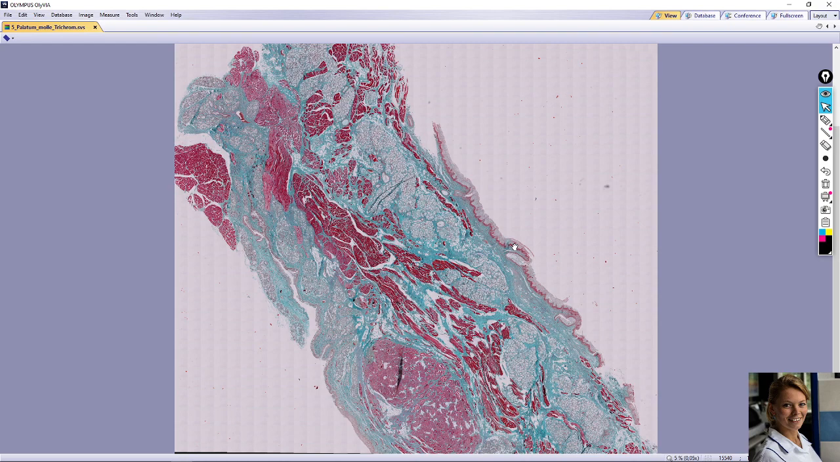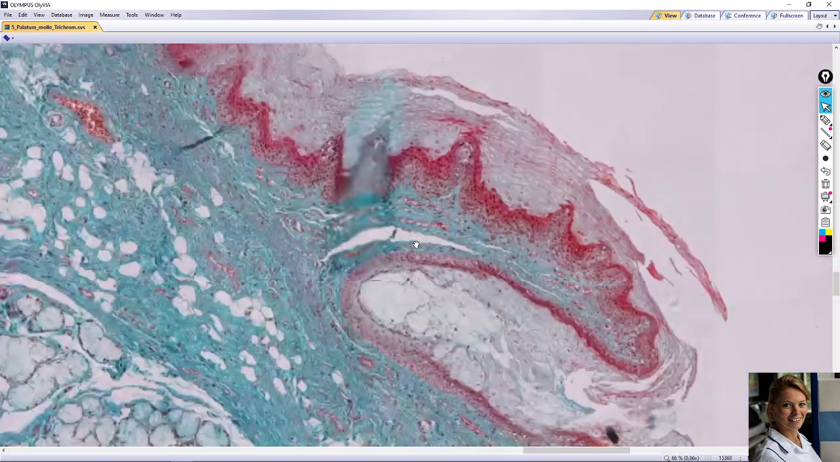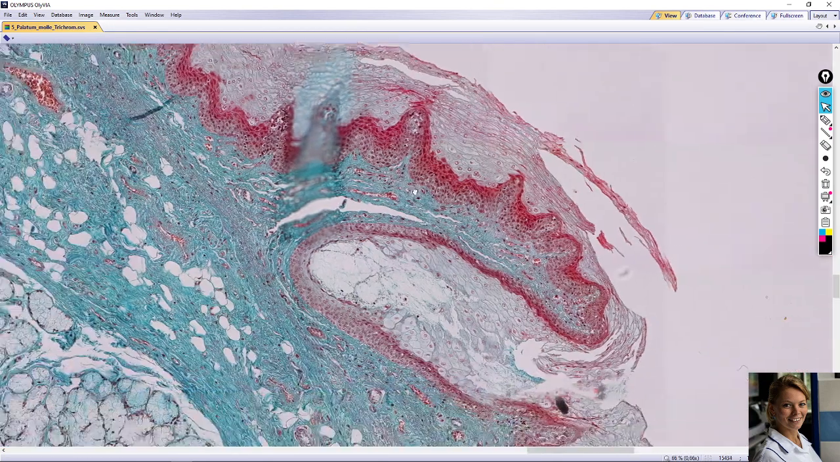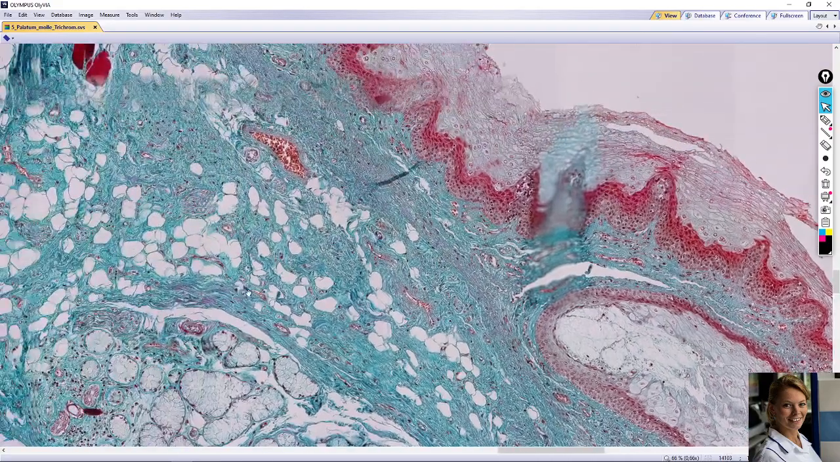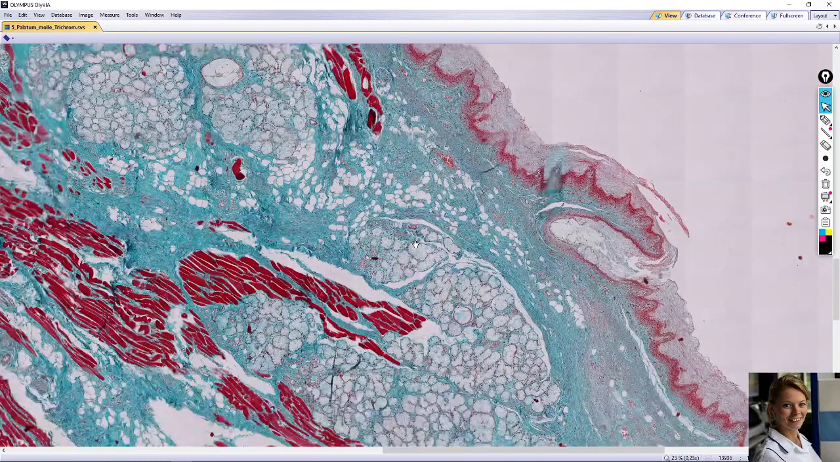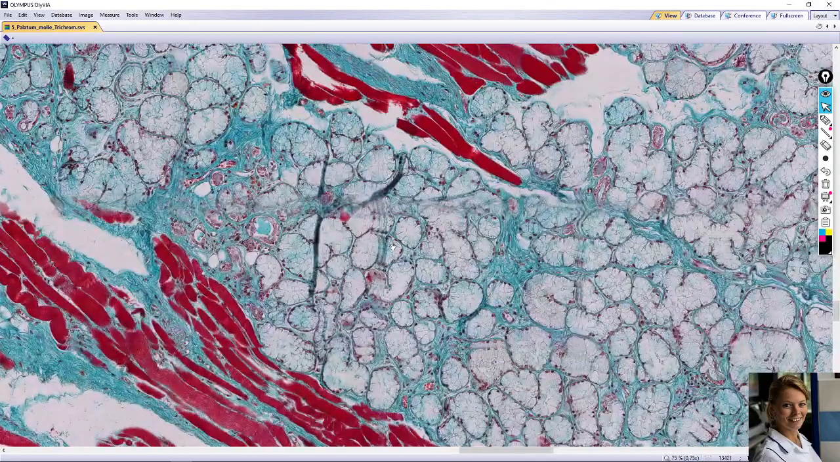So the first, the oral surface, is lined by the stratified squamous non-keratinized epithelium. Beneath, in the lamina propria, we can recognize mucous gland, only mucous, with very pale cytoplasm and flattened nuclei on the periphery of these cells.